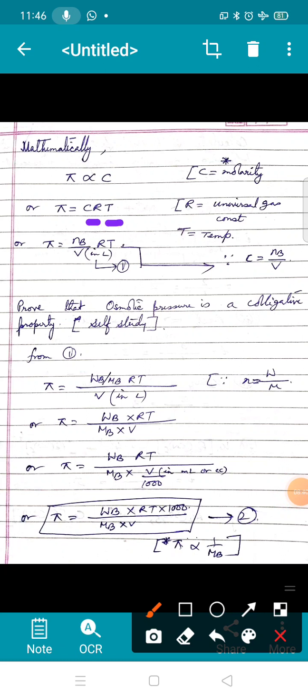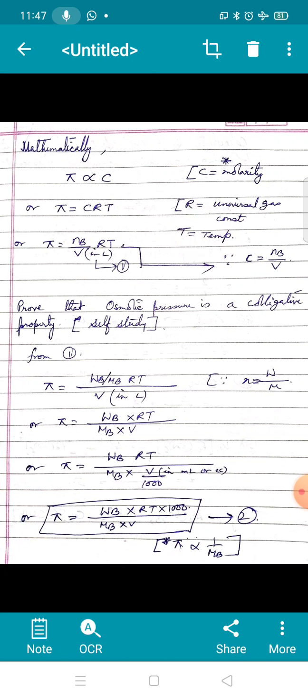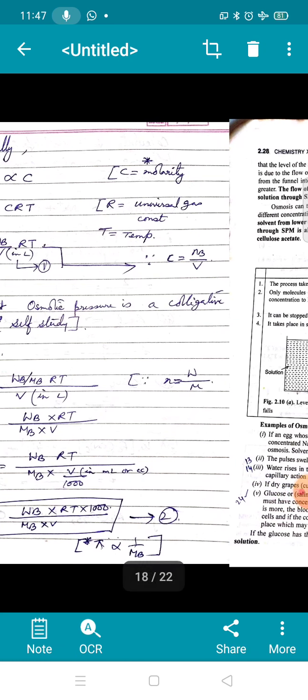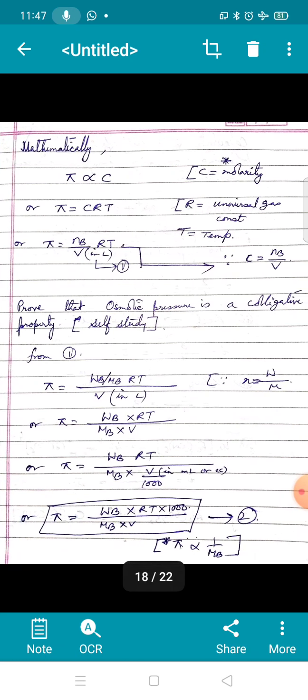And since osmosis is done at a particular temperature, there is no temperature difference. T stands for temperature in Kelvin scale. Now, what is molarity? Molarity is number of moles of solute by volume of solution in liters. So we replace the molarity by nB by V, and we get osmotic pressure pi equal to nB by V RT. If you rearrange, we get pi V equal to nB RT. It is very similar to your ideal gas equation PV equal to nRT.